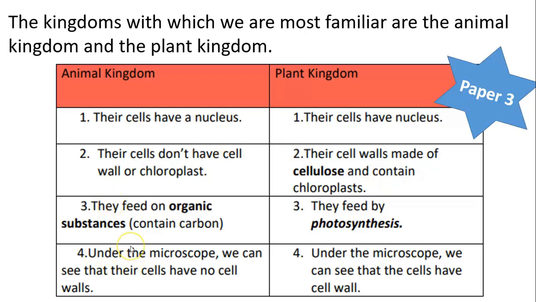The third point is talking about how animals feed on organic substances that contain carbon. Actually, plants make their own food by a process called photosynthesis. Under the microscope, we can see the cell, but we will never be able to see the cell walls in animal cells because they are not there. In plant cells, under the microscope, you can see the cell wall. So this comparison is very important. Please memorize it and learn it well.